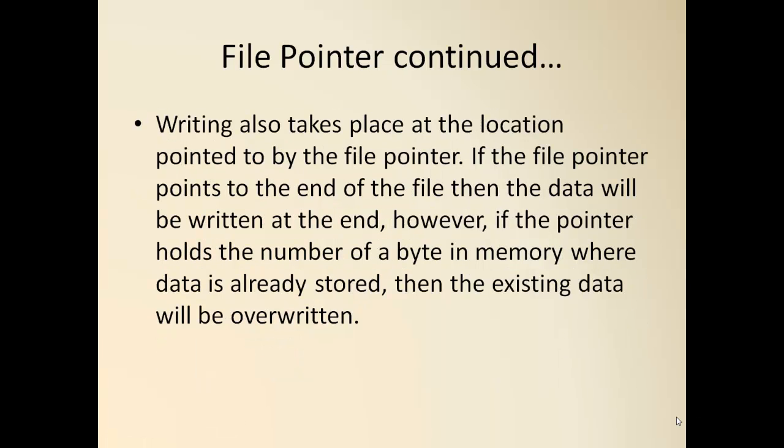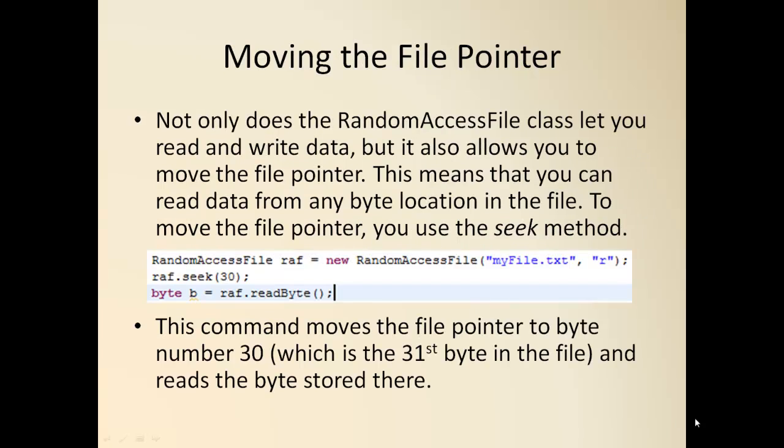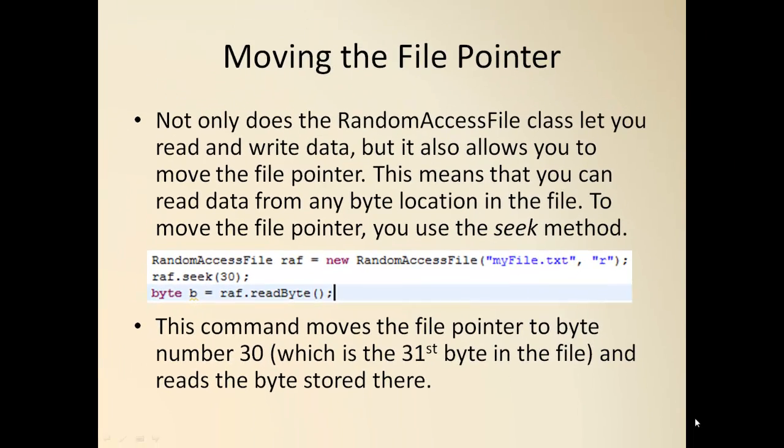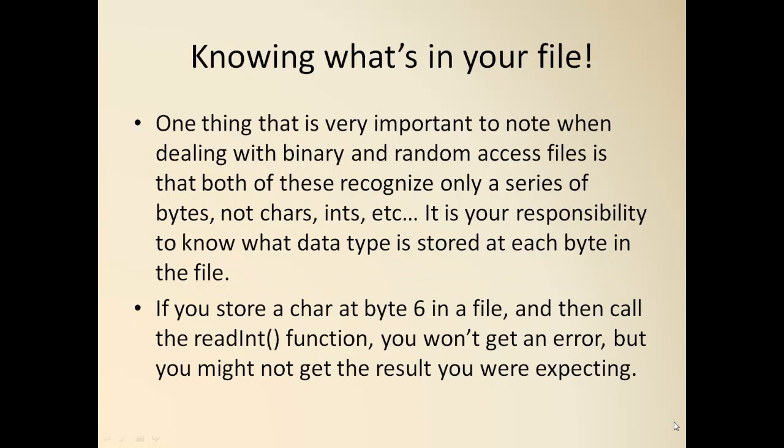Writing also takes place at the location pointed to by the file pointer. If the file pointer points to the end of the file, then the data will be written to the end. However, if the pointer holds the number of a byte in memory where data is already stored, then the existing data will be overwritten. Not only does the RandomAccessFile class let you read and write data, it also allows you to move the file pointer. This means that you can read data from any byte location in the file. To move the file pointer, use the seek method as shown below. This command moves the file pointer to byte number 30, which is the 31st byte in the file, and reads the byte stored there.